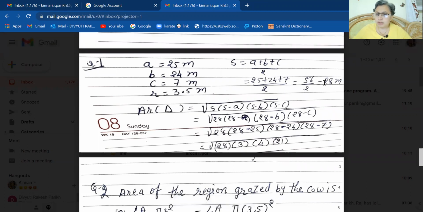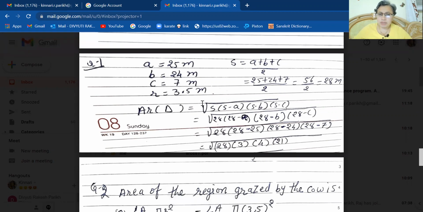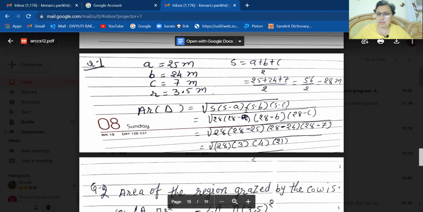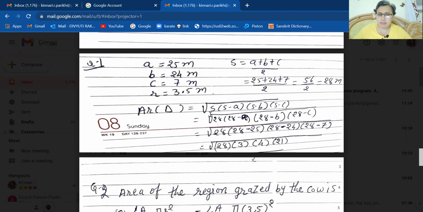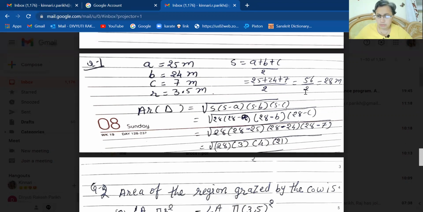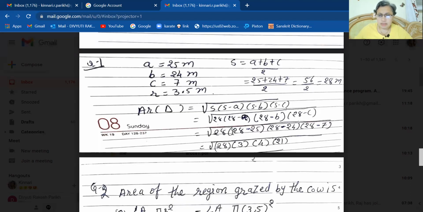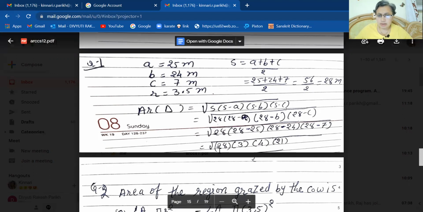56 by 2, and the answer will be 28 meter. So this is the semi perimeter. Now by Heron's formula, the area of the triangle will be root over s into (s minus a) into (s minus b) into (s minus c). Apply all the values. Instead of s, you will put the value of the semi perimeter, that is 28, and then substitute the values of a, b and c in that.